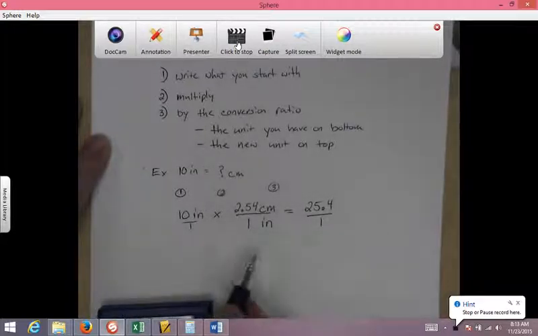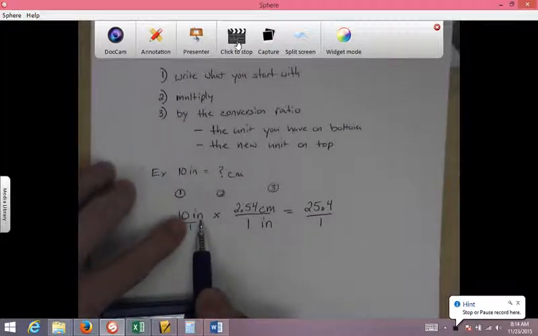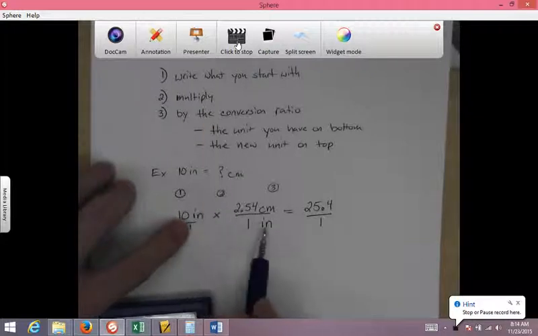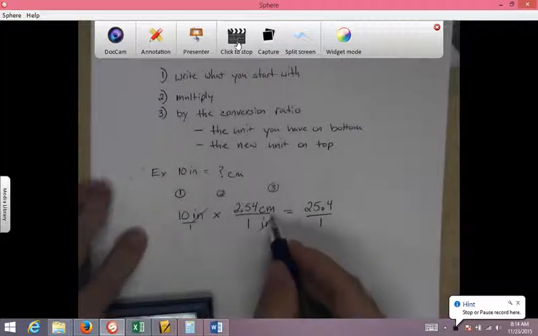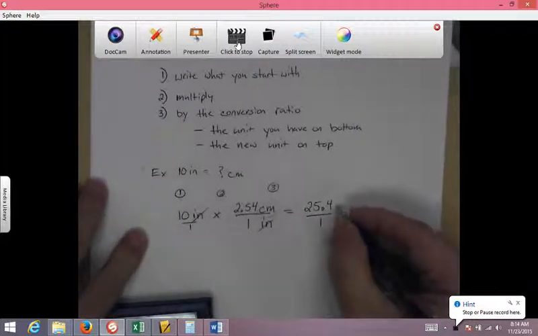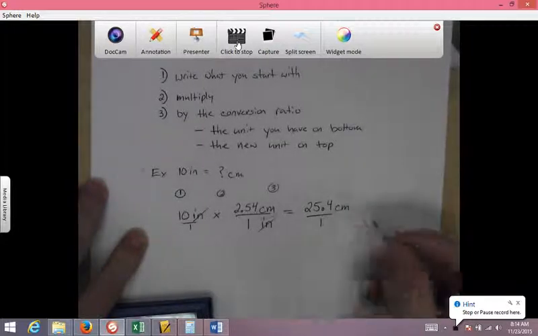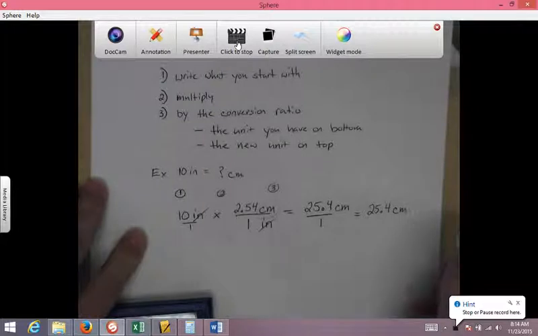Now look at the setup and what it does to the units. See how I have inch on top and inch on bottom? Just like if you had 3 over 3, it would cancel. Inch over inch cancels. So the only unit I have left is centimeters, and that goes on top. Anything divided by 1 is itself, so the answer is 25.4 centimeters. Let me show you another example.